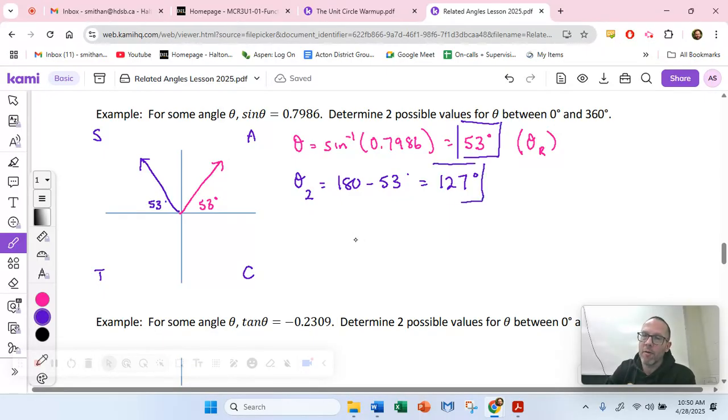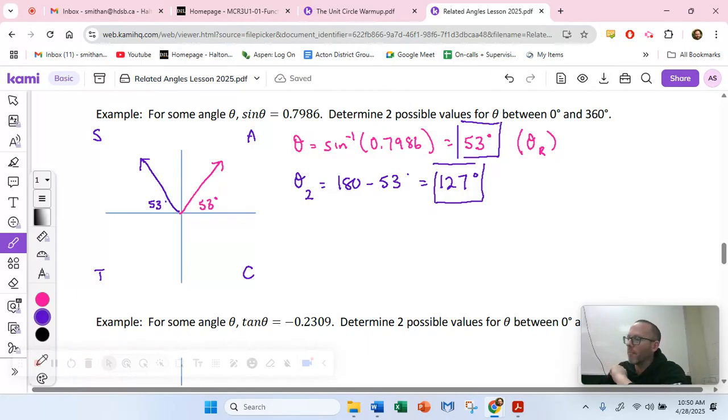These are the two between 0 and 360. Can you humor me? Put in sine 127. It should give you 0.7986. It's a self-checking problem. Look at us go. Sine of 127. If I could use my calculator, it would give me sine of 127. Yes. You did the same thing? So our calculators can give us one. The CAST rule and our related angles can give us another.